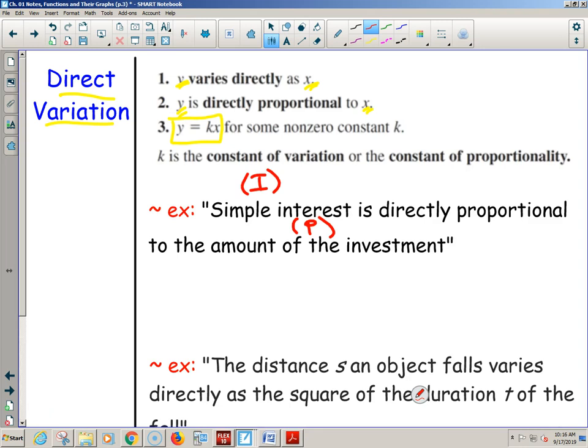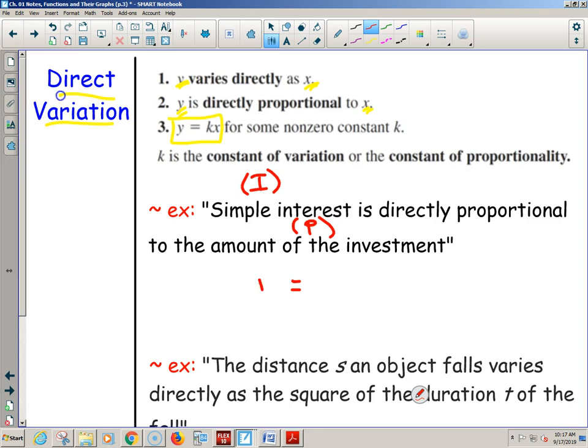Principal. The principal is the initial amount of anything with money. Almost always. Principal. Oh, wait a minute. So, how do we translate that into math? Simple interest is directly proportional to the amount of the investment. Math models means make an equation that models the math. Oh. Okay.